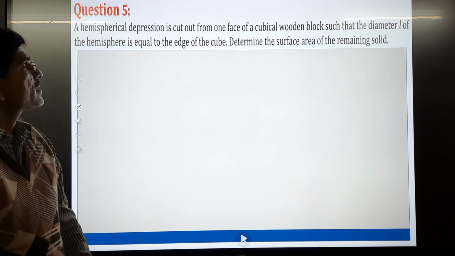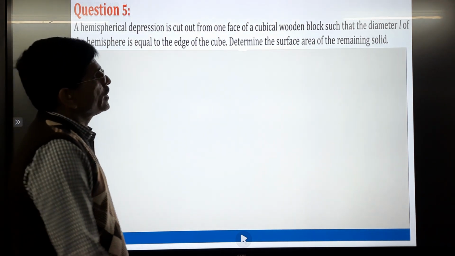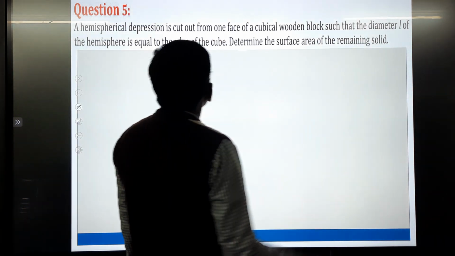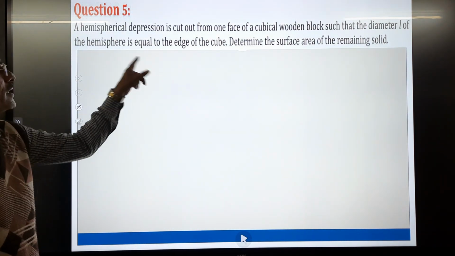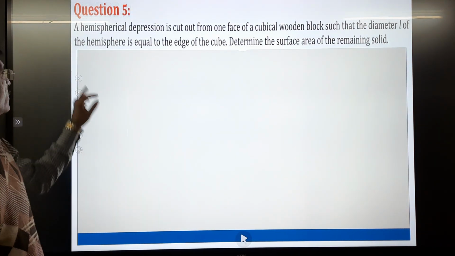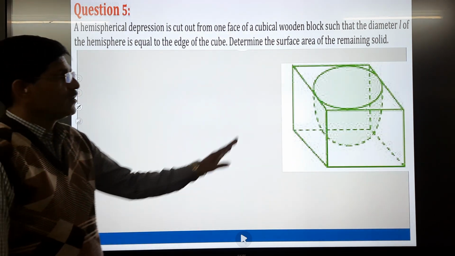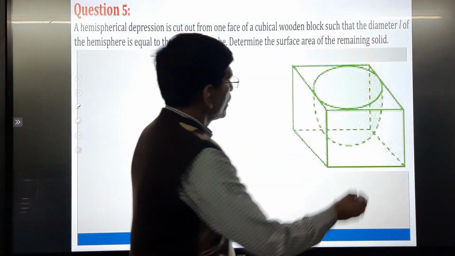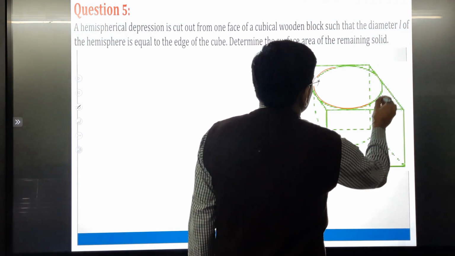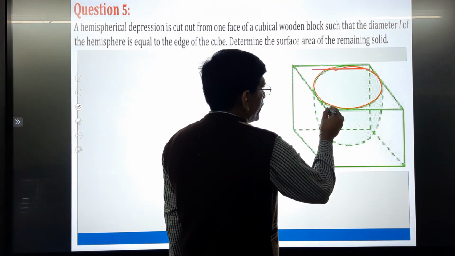Now the fifth sum. A hemispherical depression is cut from one face of a cubical wooden block such that the diameter of the hemisphere is equal to the edge of the cube. Determine the total surface area of the remaining solid. So this type of figure, if you see the figure here, and here it is a cuboid.